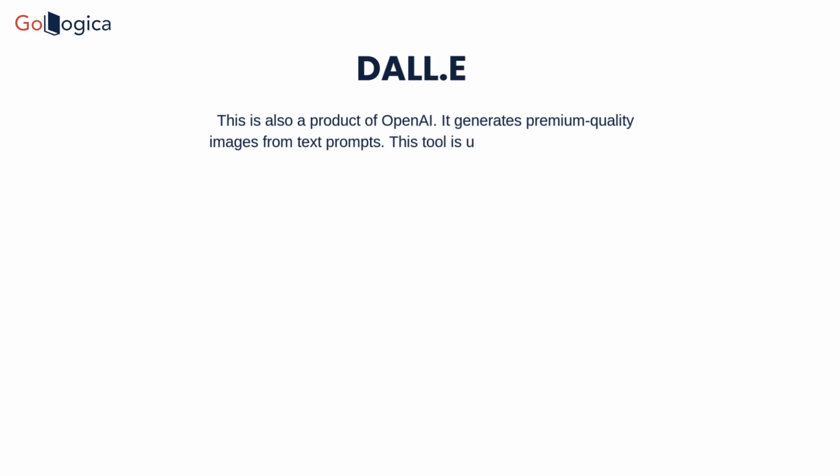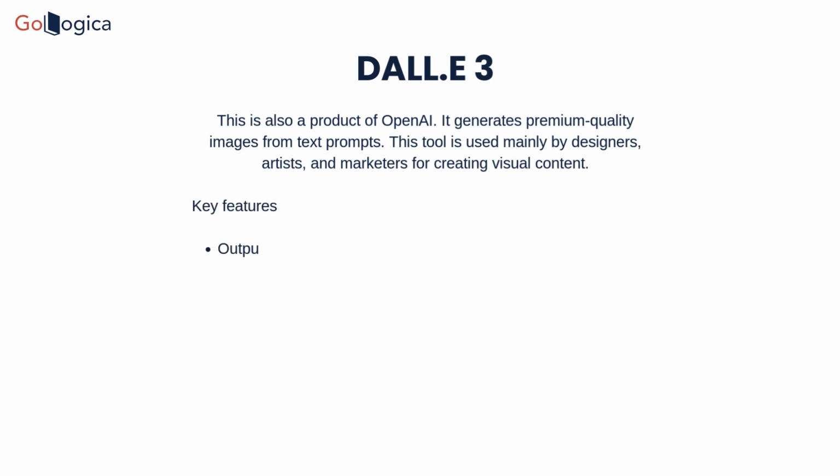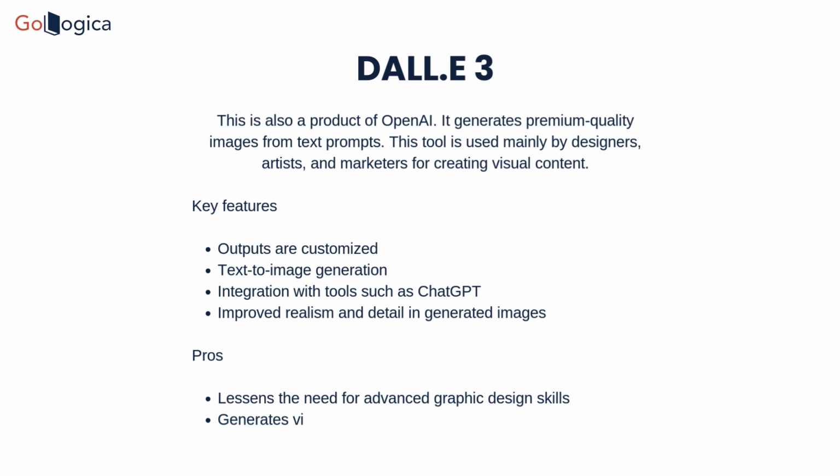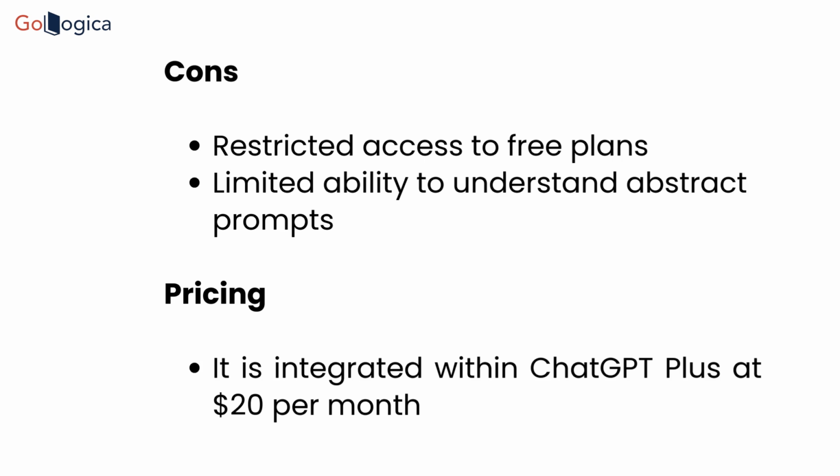DALL-E 3. This is also a product of OpenAI. It generates premium quality images from text prompts. This tool is used by designers, artists, and marketers for creating visual content. Key features: outputs are customized, text to image generation, integration with tools such as ChatGPT, improved realism and detail in generated images. Pros: lessens the need for advanced graphic design skills, generates visually appealing and high quality images. Cons: restricted access to free plans, limited ability to understand abstract prompts. Pricing: it is integrated within ChatGPT Plus at $20 per month.